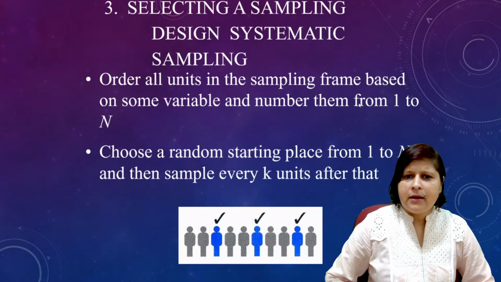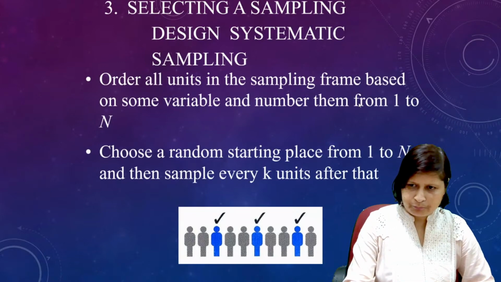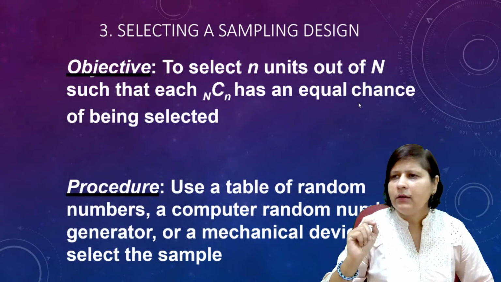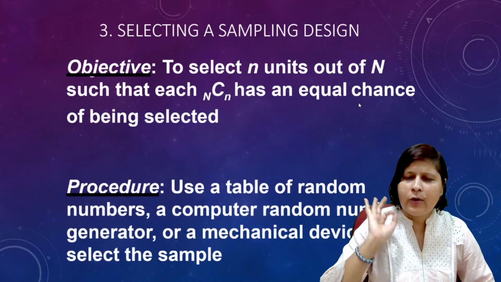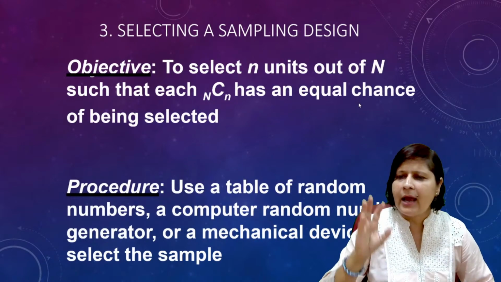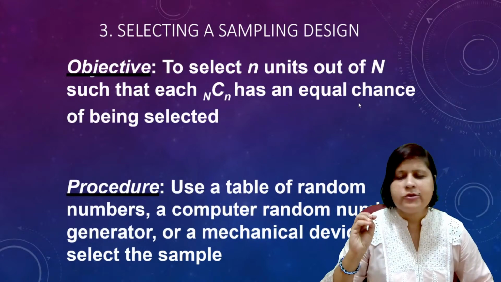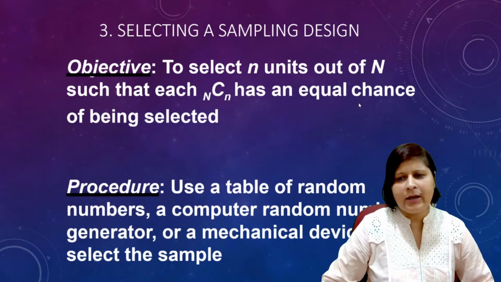Selecting sampling designs: systematic sampling. Okay. Suppose I want to select simple random sampling. I hope this is clear. How can I select a sample? There is a table of random numbers and I can choose any random number. A computer generates a random number and I can choose anyone as a sample.